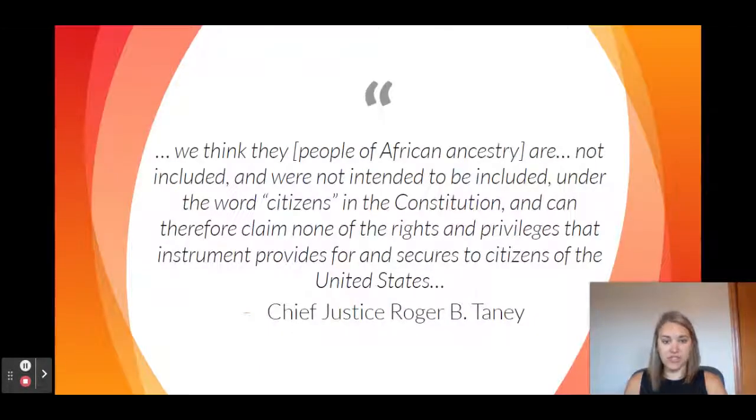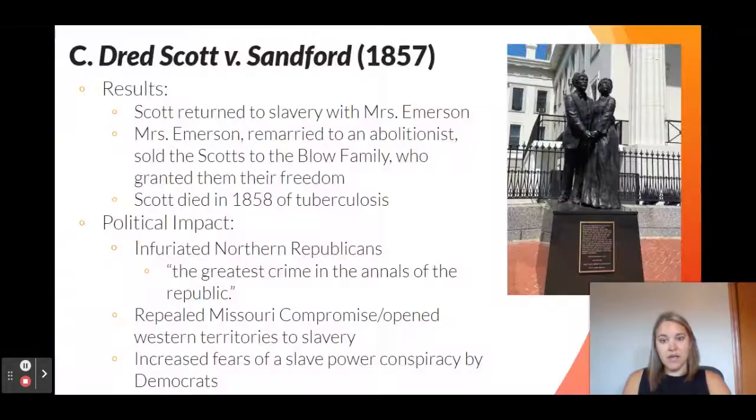Here's the actual decision. We think that they, people of African ancestry, are not included and were not intended to be included under the word citizens in the Constitution, and can therefore claim none of the rights and privileges that instrument provides for and secures to citizens of the United States.